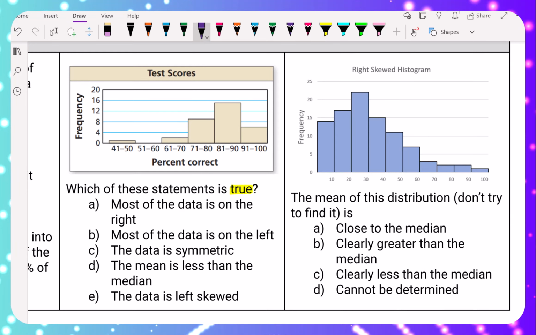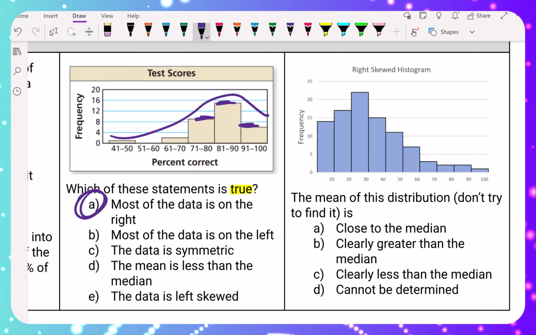Most of the data is on the right. Well, if you look, most of your data is hanging out right here, and this is on the right side of the graph, so this is absolutely true. If most of the data is on the right, then this one is not true. The data is symmetric? No, this looks like a left skew to me, so that's out.